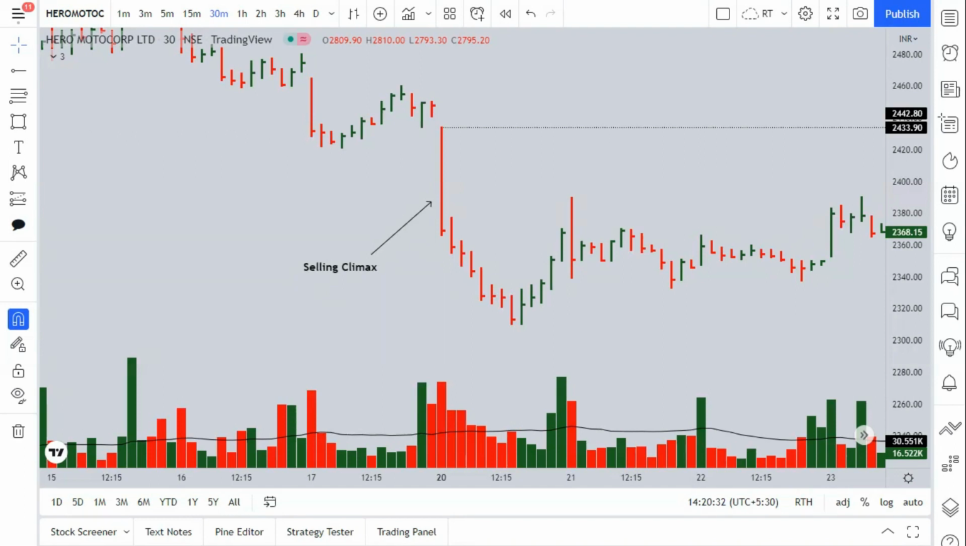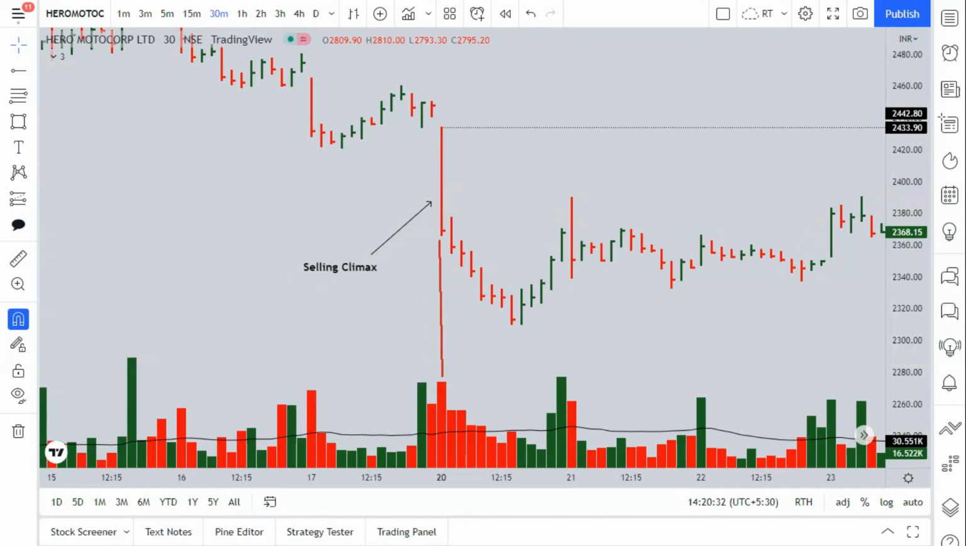So based on that, I was looking for an opportunity, and suddenly in the 30-minute chart, I got a selling climax. So I was waiting for an opportunity. So this is a selling climax. Okay, a wide spread bar followed by closing on the lower side and ultra high volume. You can consider, definitely you can consider this.